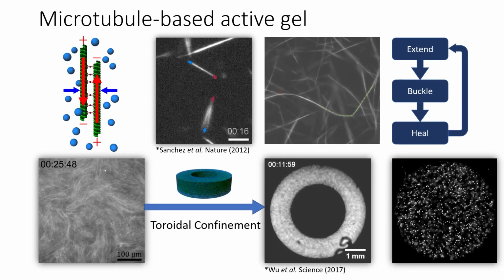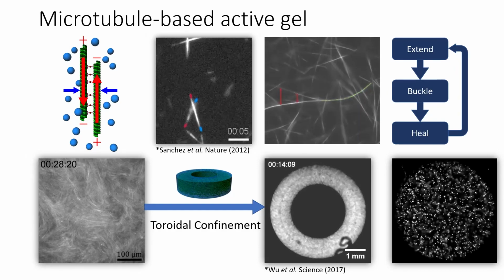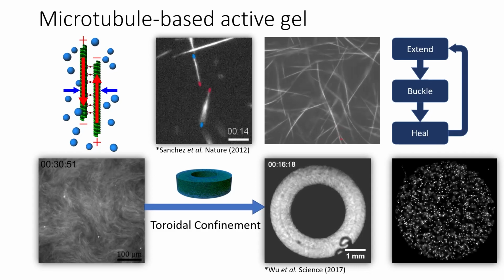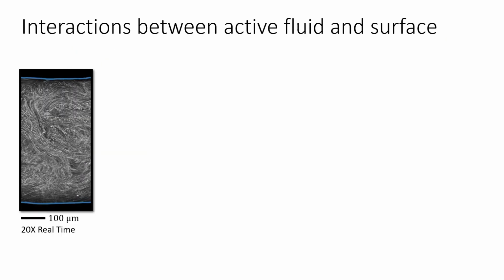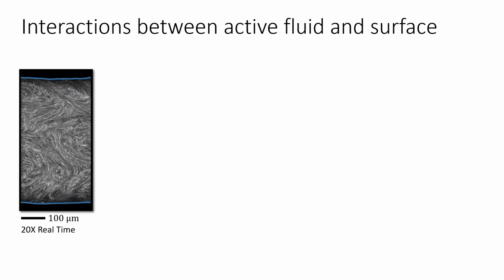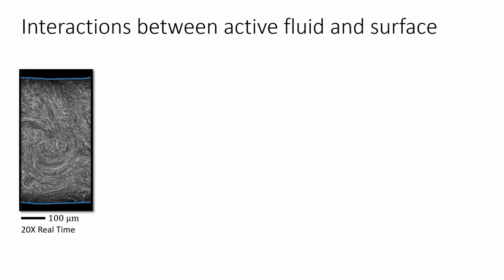In this movie, we doped tracers to track the solvent flow, allowing us to better characterize the flows quantitatively, such as analyzing flow profile and mean speed. This circulatory flow is the consequence of interactions between active fluid and confinement surfaces.